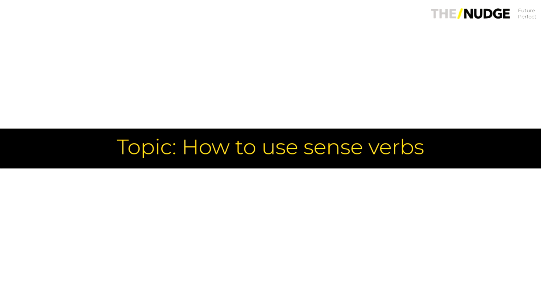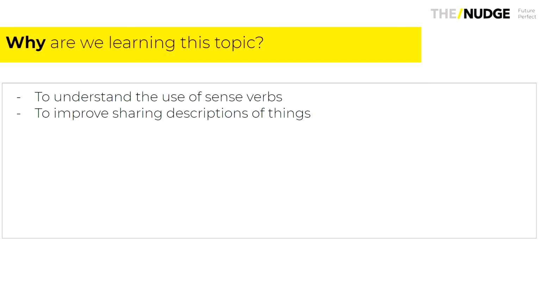In today's topic, we are going to understand how to use sense verbs. Now, the use of sense verbs is a very important part of English grammar. So, firstly, this topic is going to help us to understand the five senses and also how to use verbs along with those sense words. It will also help us to improve our ability to share the descriptions of things with anybody. Both of these things are very essential for our English communication, so let us begin.